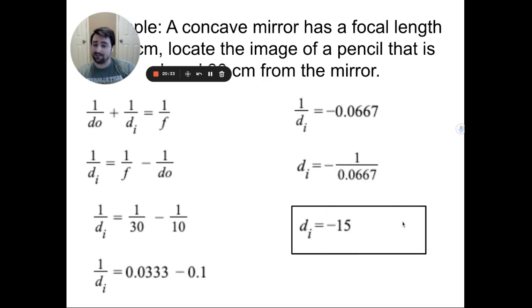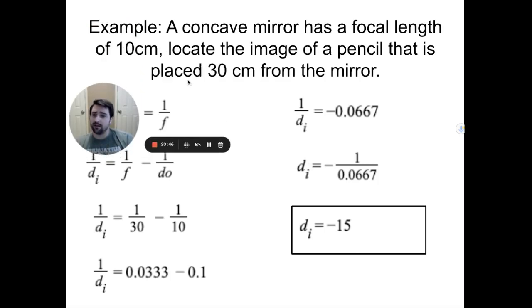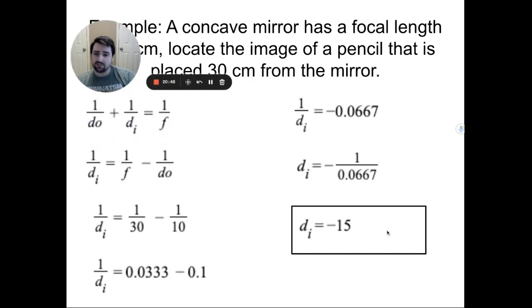So the distance of the image from the mirror is going to be 15 centimeters. My original object was located at 30 centimeters, and my focal length was 10 centimeters. My image is going to be found at 15 centimeters.